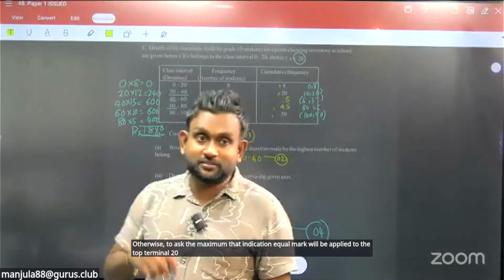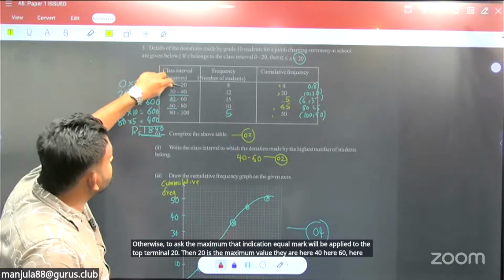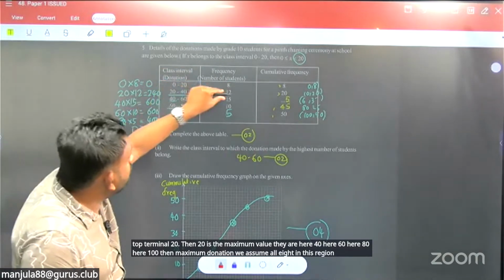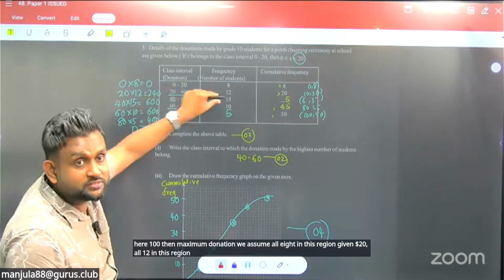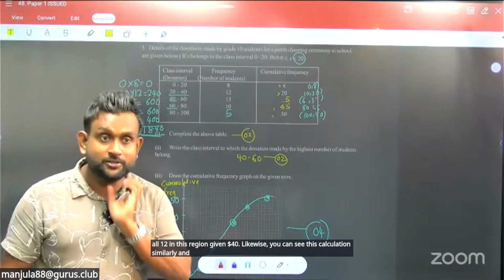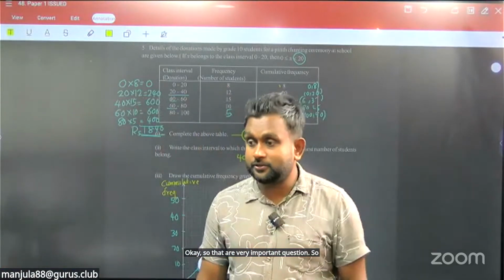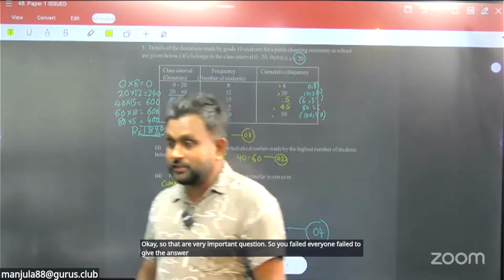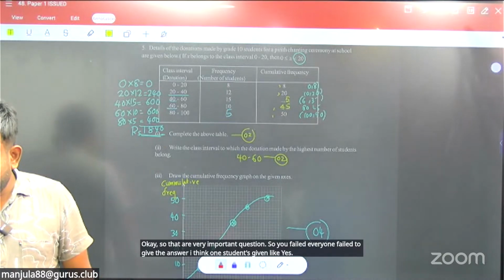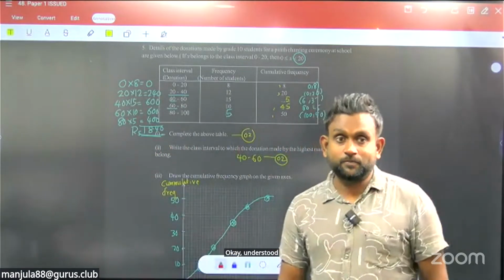Then 20 is the maximum value there. Here 40, here 60, here 80, here 100. Then for the maximum donation we assume all 8 in this region gave $20, all 12 in this region gave $40. Likewise, you can do this calculation similarly and take the maximum donation. So that is a very important question. Everyone failed to give the answer. I think one student gave 1840 as the answer. Okay, understood everyone, that concept?